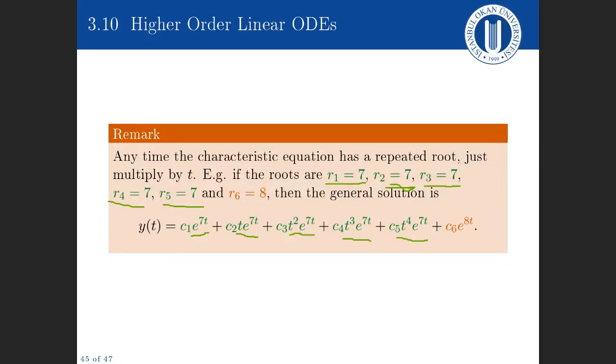The sixth root is a different number. The sixth root is 8. We know what to do with 8. We just have e to the power 8t. So in summary, if you have repeated roots, just keep multiplying by t.